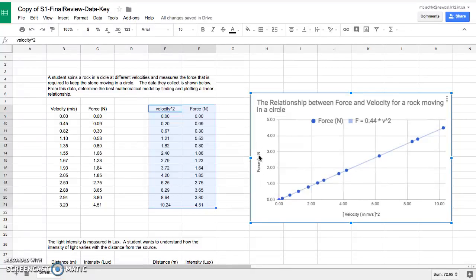On my y-axis, I have force because I graph force on my y-axis. On my x-axis, I have the velocity in meters per second, and that is squared. It's important to note on the label that it's squared to get a straight line. My mathematical model, I moved to the middle here. It's y, the force, equals 0.44 times the velocity squared. And then I have a title, the relationship between the force and the velocity, and then I have a context for a rock moving in a circle.